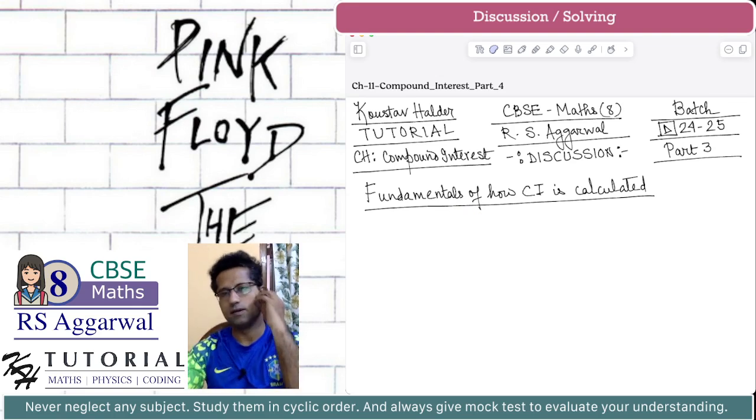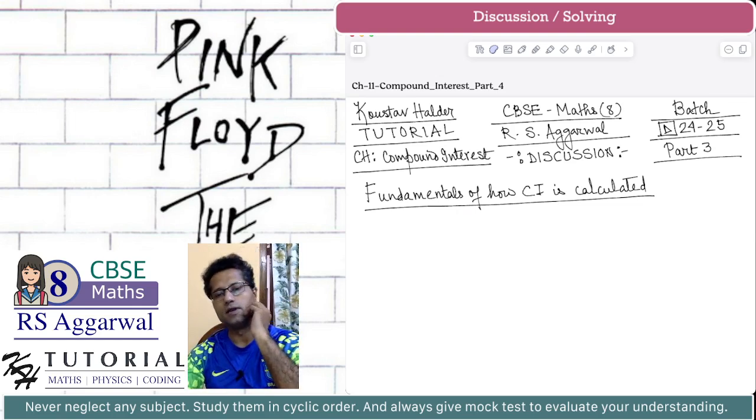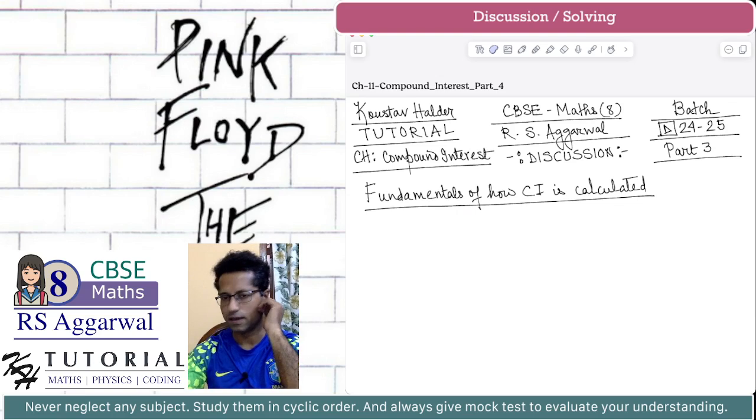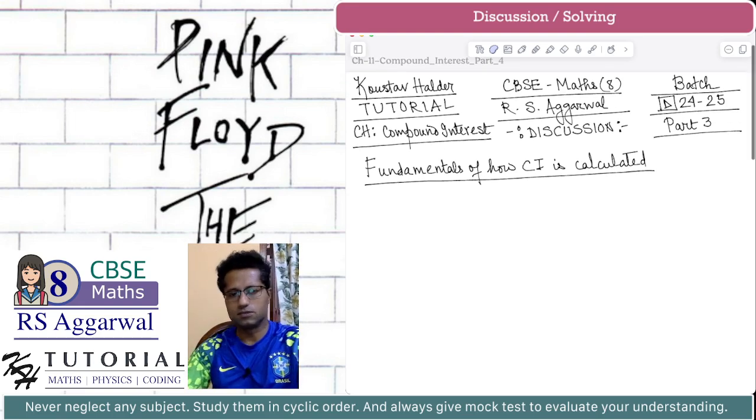So before discussing all the formulas that we will eventually learn and study regarding calculating compound interest for various use cases, that is the formula for calculating the amount when the interest is compounded yearly or half yearly or quarterly. Before discussing the formulas, let's understand how actually the calculation of compound interest works. So the fundamental concept is that you have a unit of time.